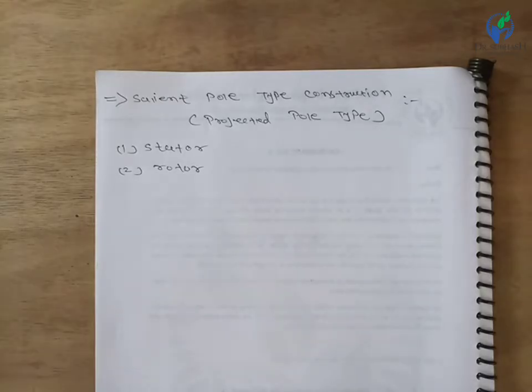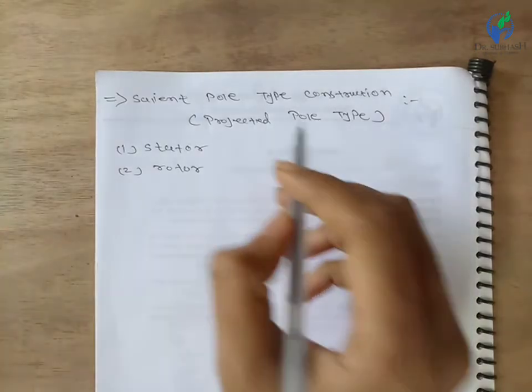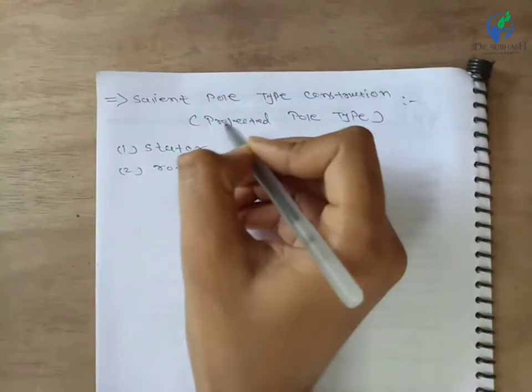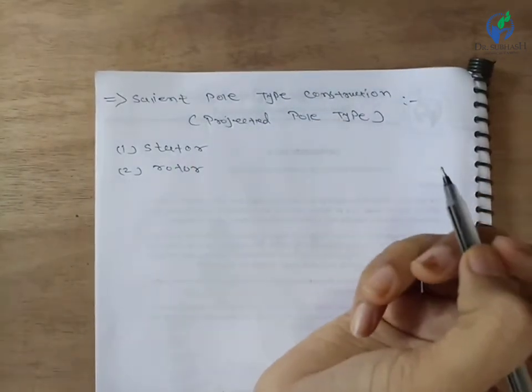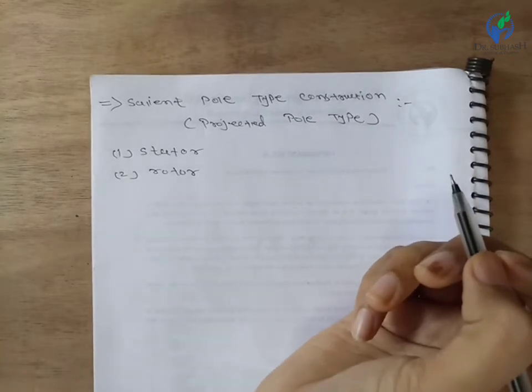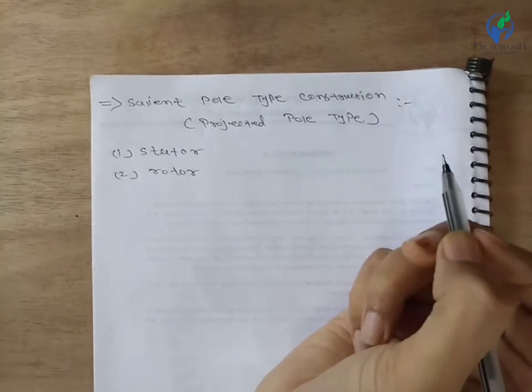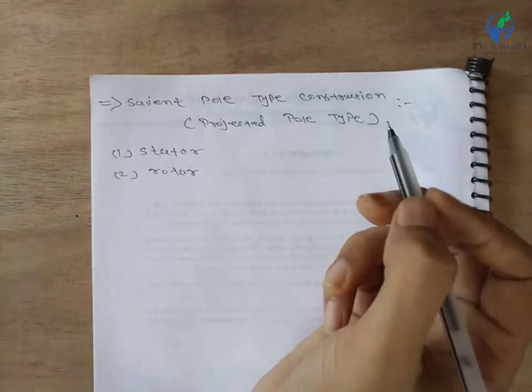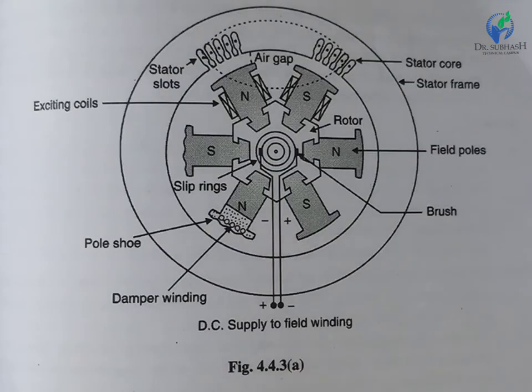Now we discuss the next point, the salient pole type construction. This is also called projected pole type construction. The salient pole type construction, or projected pole type construction, is generally divided into stator and rotor parts. Here is a figure of the salient pole type construction, which has stator and rotor parts.